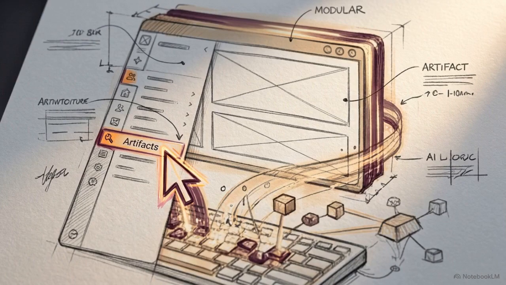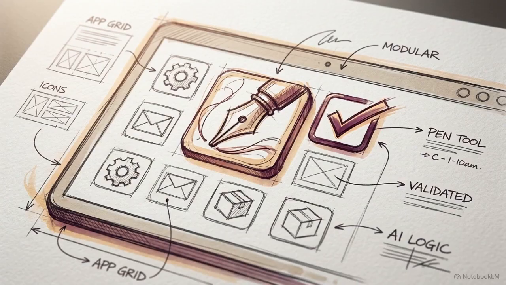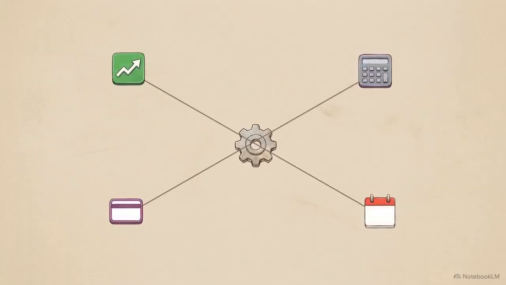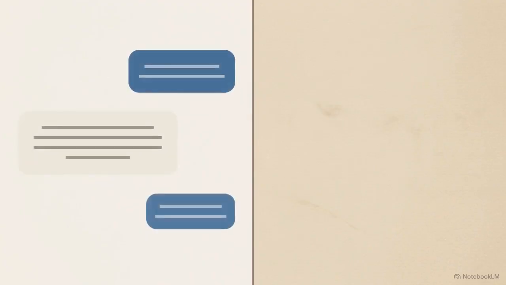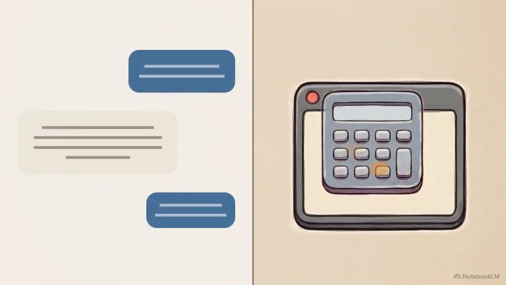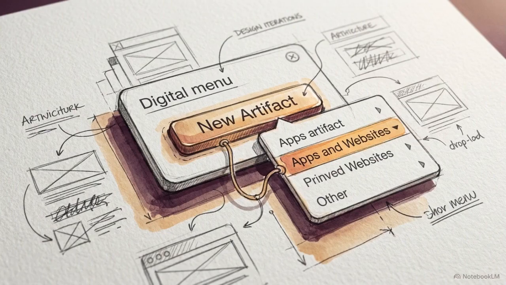Start by opening Claude, navigating to the left-hand menu, and clicking on Artifacts. This opens a gallery of existing tools, such as writing assistants and productivity hacks, which show the range of what the system can produce. An artifact is a functioning application that runs in a dedicated window alongside your standard chat interface. To start your own project, click New Artifact and select the Apps and Websites category.